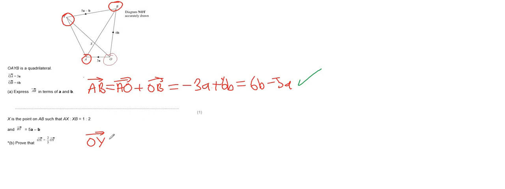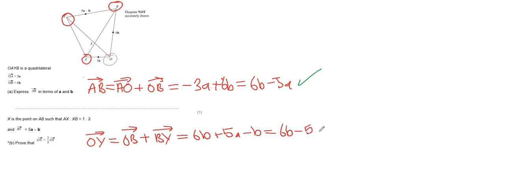So what I'm going to do, I'm going to say that OY is equal to OB plus BY. It's a little bit further, but I know how to get there. So O to B, I'm going with the vector, that's 6b. And B to Y, I'm also going with the vector, and that means I'm adding 5a and taking away b. Okay, well, I've got a's and b's, so let's collect them together and tidy that up.